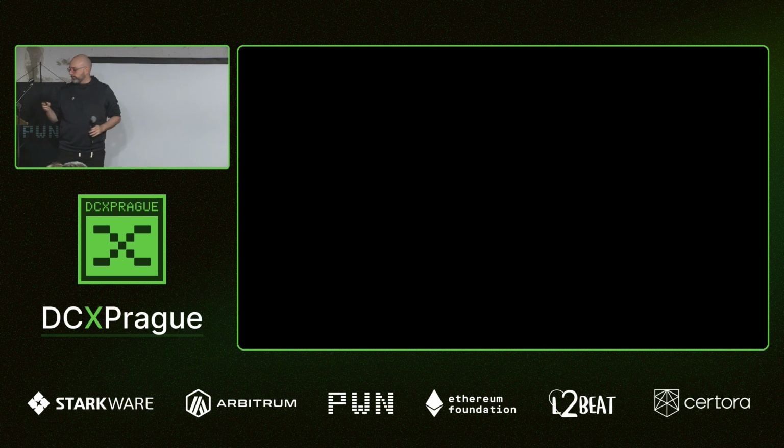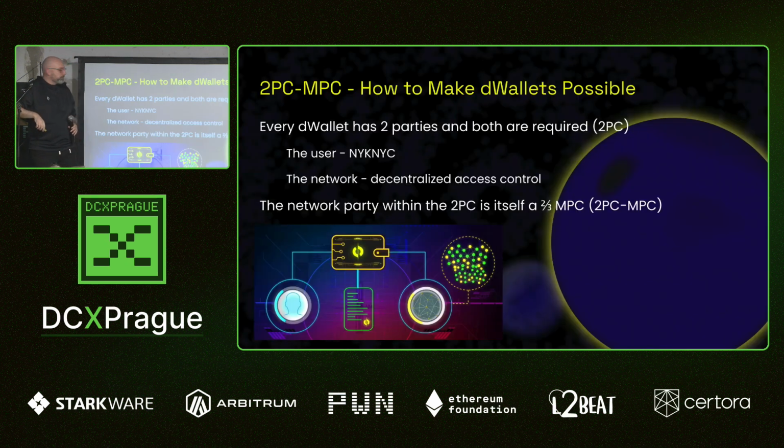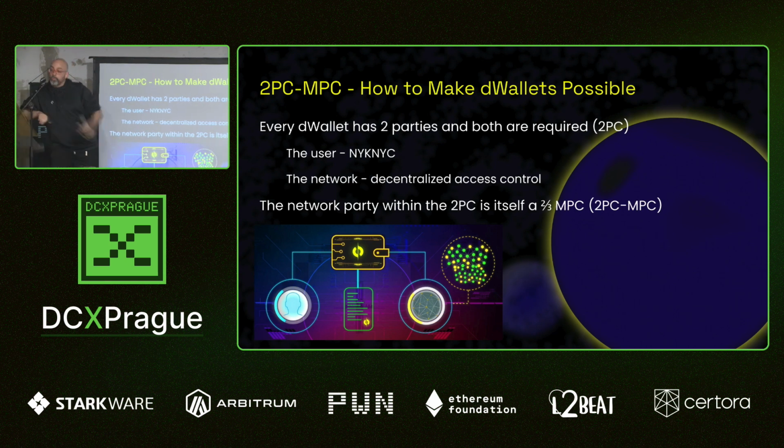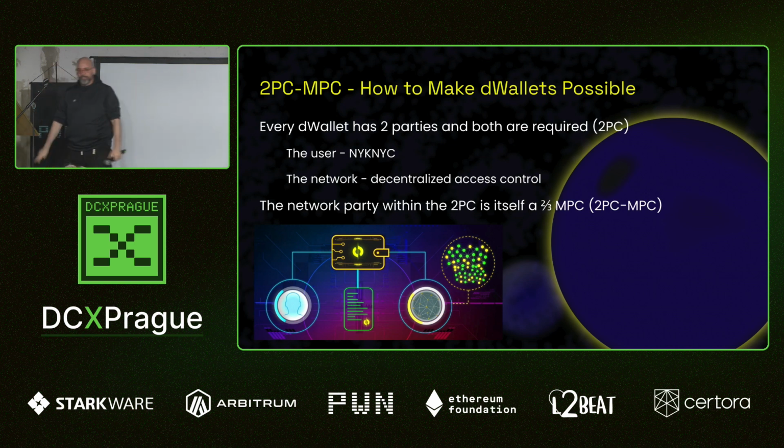It's maybe two questions about the network part. If the validators are doing MPCs, is there some sort of cap on the number of validators that can be in the network?